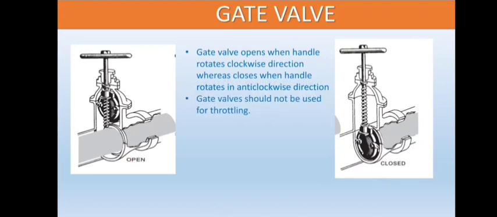A gate valve should not be used for throttling. Means we cannot throttle the flow by using a gate valve. Instead, we use this gate valve for shut off and shut down purposes. A partially open gate might seriously harm the valve because of turbulence. Hence, we don't throttle the flow through gate valves.